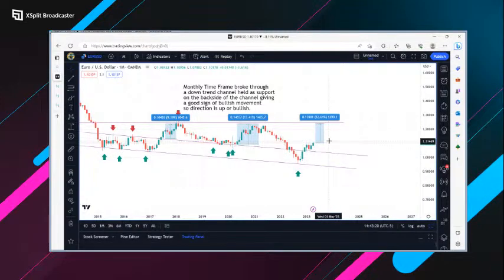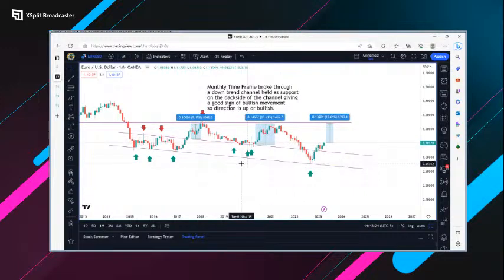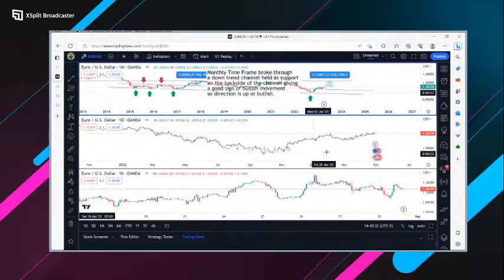So in the meantime, this is the ideology, or the plan of what we're looking for with the analysis on the monthly time frame. We just know the direction is up.